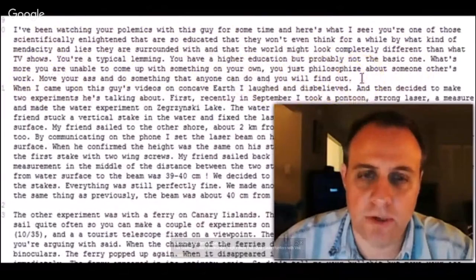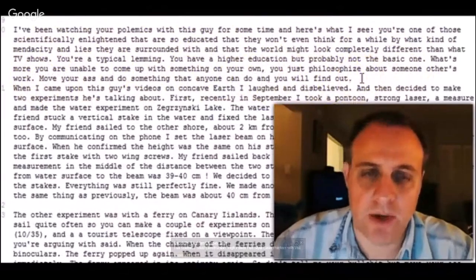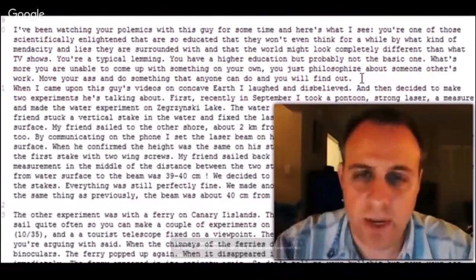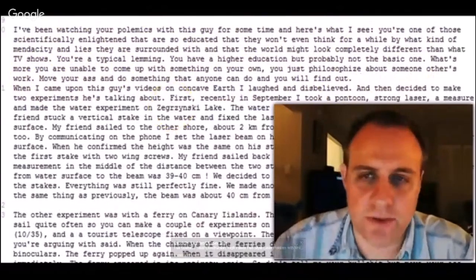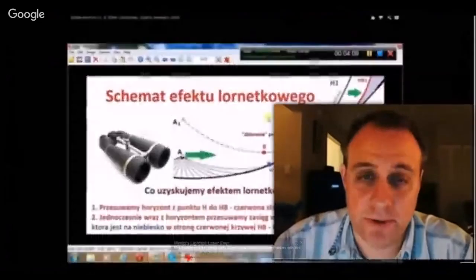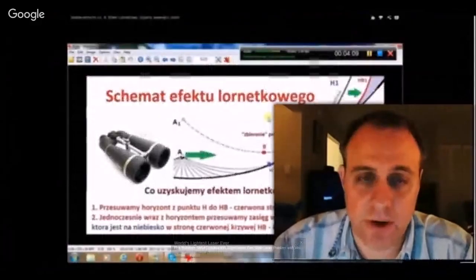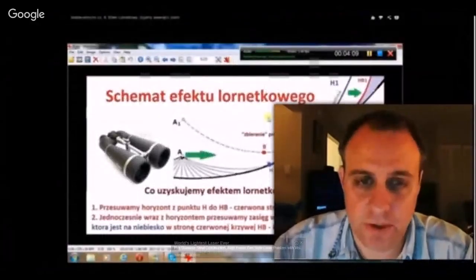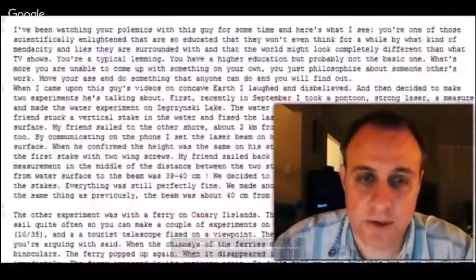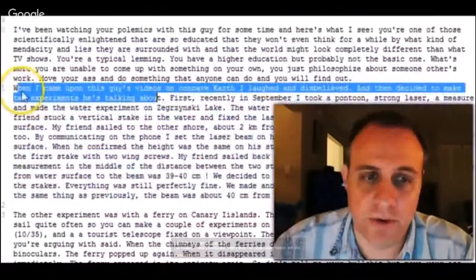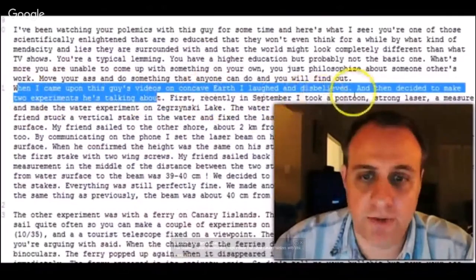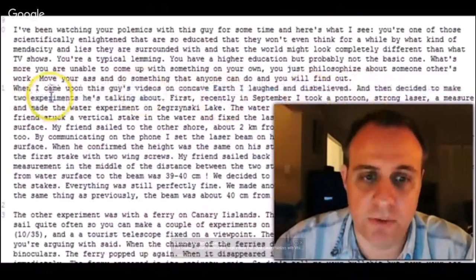In other words, this guy didn't believe in concave Earth that's talking here, and he actually did something to test whether or not it's true. And he's saying that this debunker guy doesn't do anything but just sit around talking, okay? But this guy actually went out and did a couple tests. So now he's talking about the concave Earth here. He says, when I came upon this guy's videos on concave Earth, I laughed and disbelieved, and then decided to make 2 experiments.